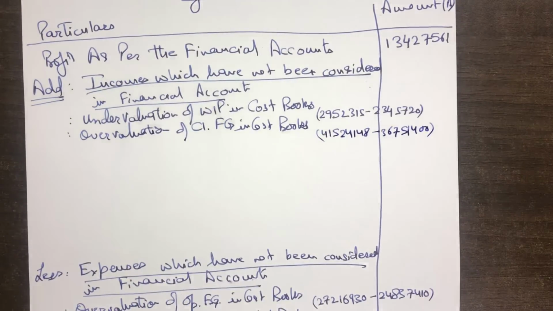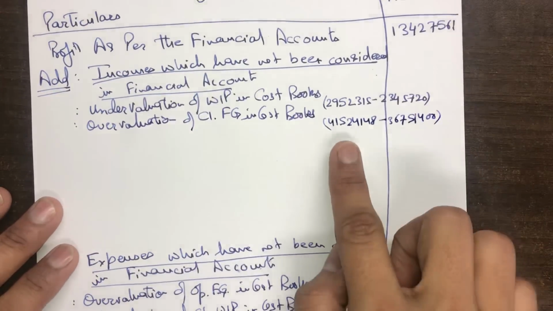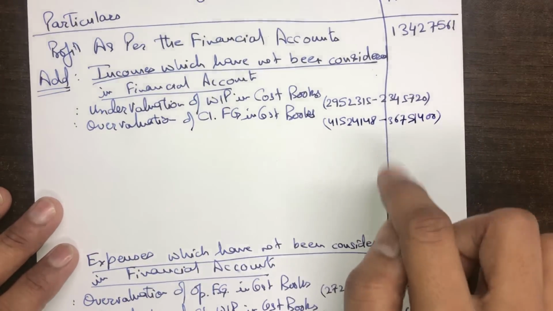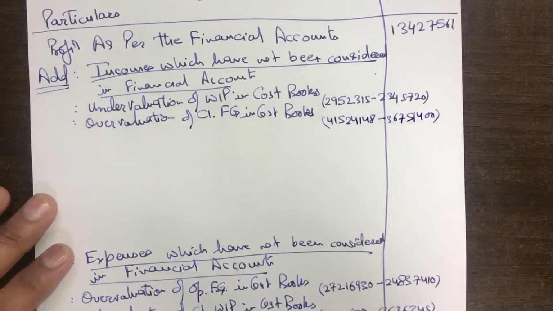This is the amount which should come in the reconciliation statement. Please take care that your amounts should not cross this line. Mistakenly, my amounts have crossed this line. Your amount should not cross this line.